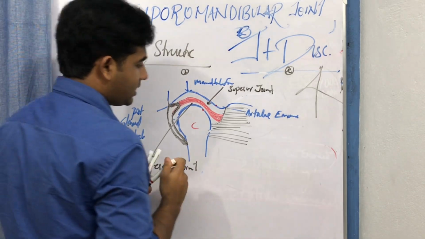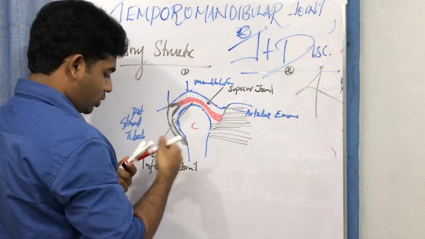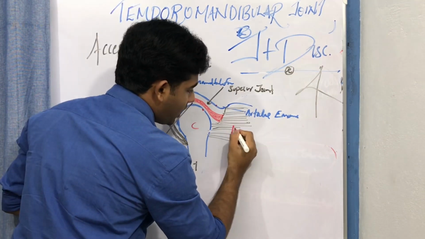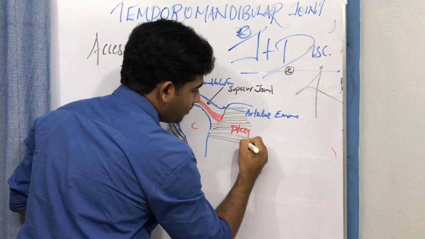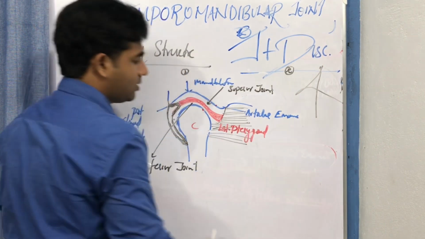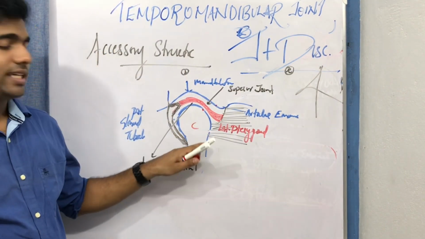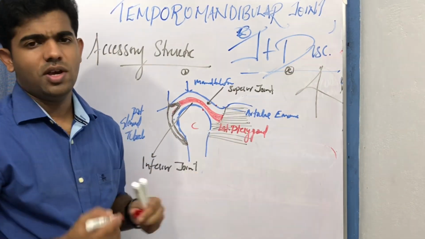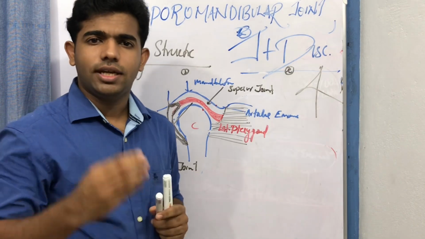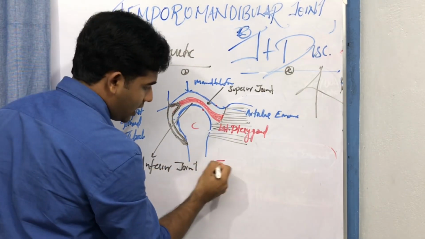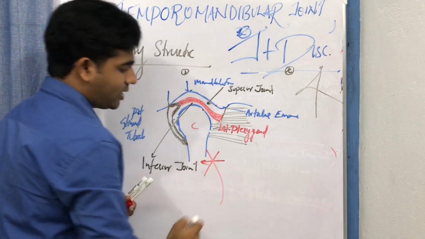The disc is anteriorly attached. You can see this one. This is the anterior attachment of the disc, and that muscle is known as the pterygoid muscle, the lateral pterygoid muscle. So the disc is attached anteriorly to the lateral pterygoid muscle. What is its function? Can you guess? Of course, you can see that it prevents the posterior translation of the disc.